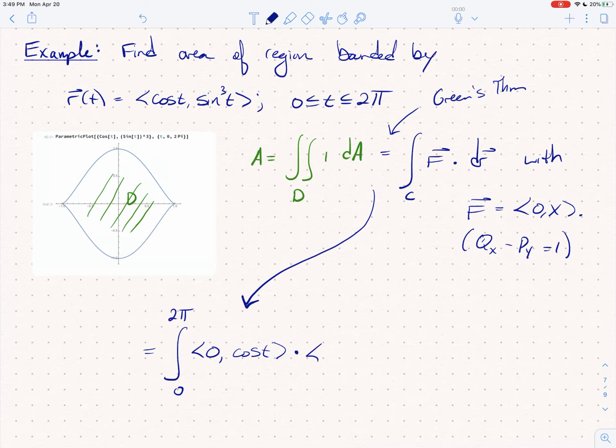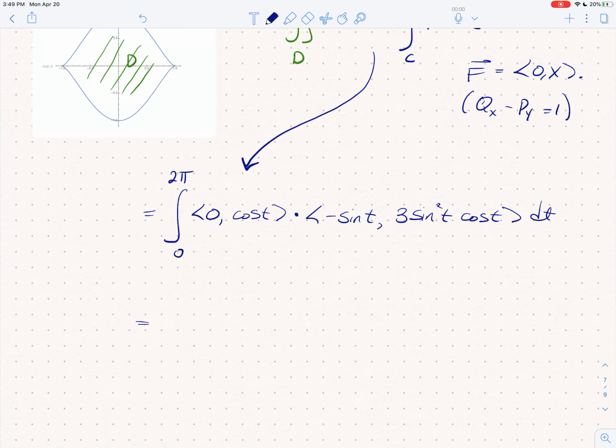Then you have to dot with r prime. Ooh, not so nice. We're going to get minus sine of t, comma, the derivative, so 3 sine squared t times the derivative of sine, which is cosine t, dt. Let's clean this up a little bit, and we're going to get the integral from 0 to 2π of, let's see, 0 dot just kills that. So we're going to get a 3 out front, and I'll write the cosine first, cosine squared t sine squared t dt.